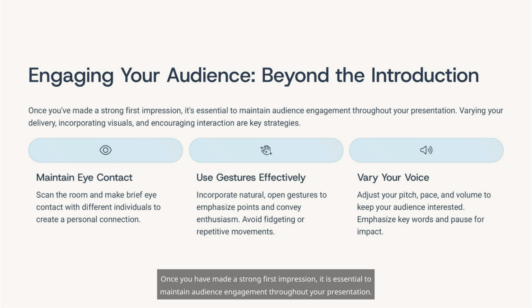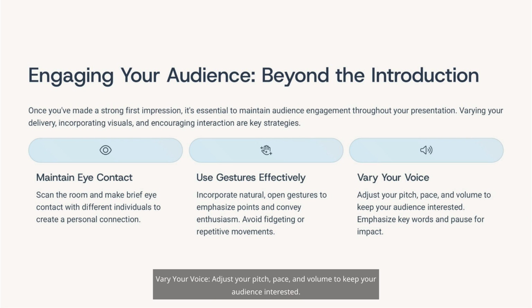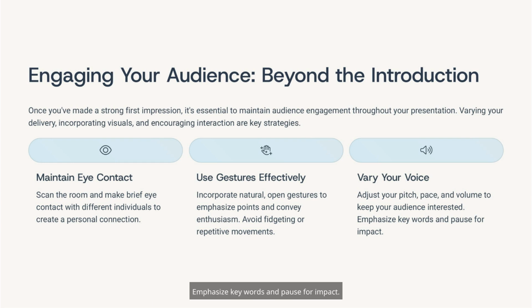Once you have made a strong first impression, it is essential to maintain audience engagement throughout your presentation. Key strategies include varying your delivery, incorporating visuals, and encouraging interaction. Maintain eye contact. Scan the room and make brief eye contact with different individuals to create a personal connection. Use gestures effectively. Use natural, open gestures to emphasize points and convey enthusiasm. You should avoid fidgeting or repetitive movements. Vary your voice. Adjust your pitch, pace, and volume to keep your audience interested. Emphasize key words and pause for impact.